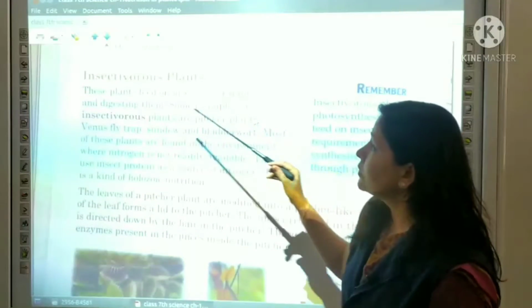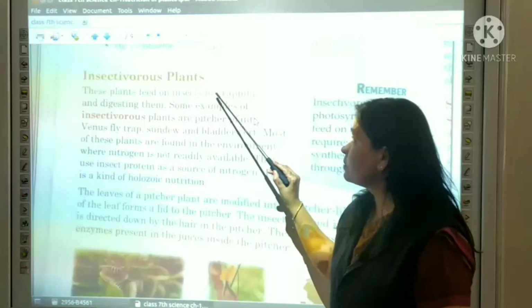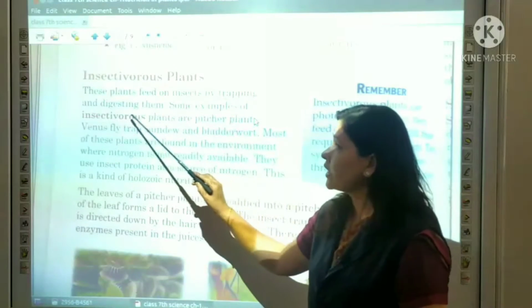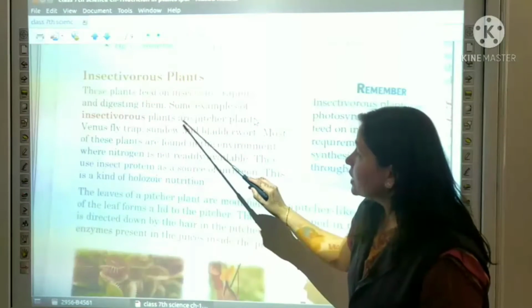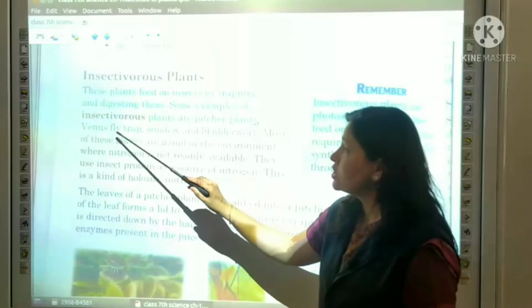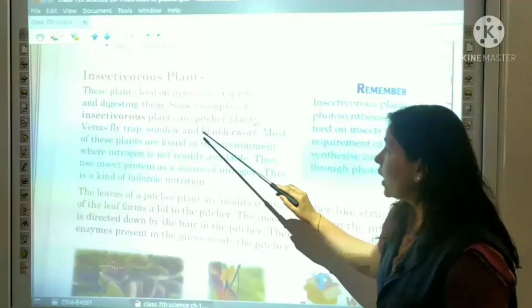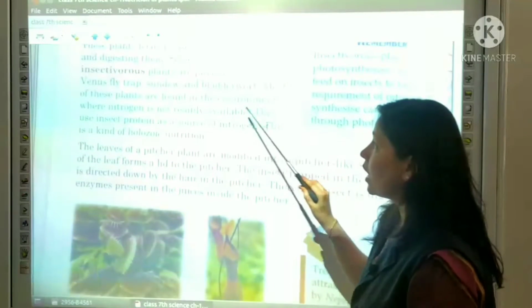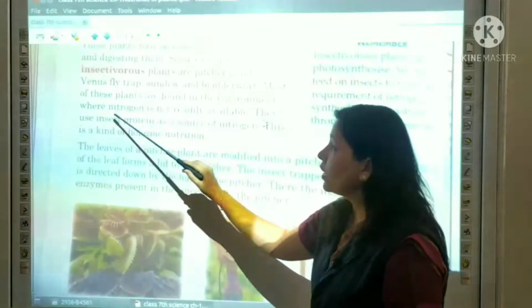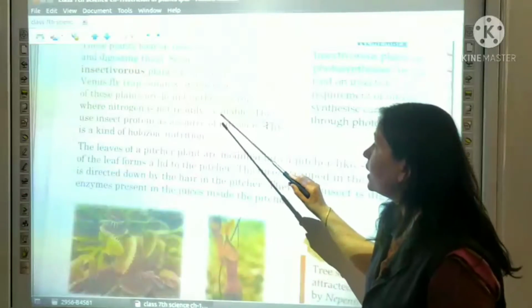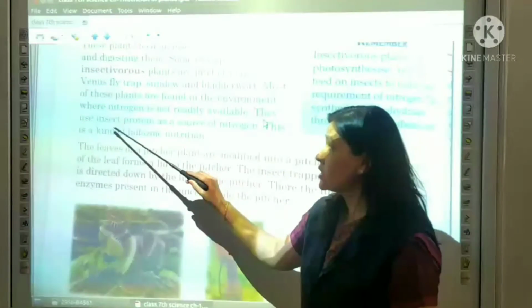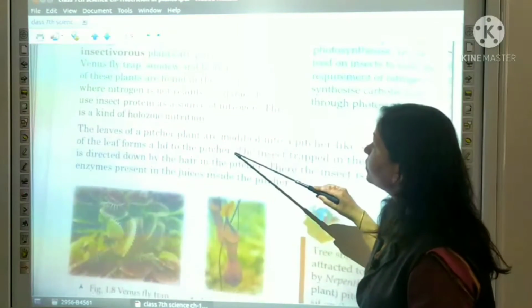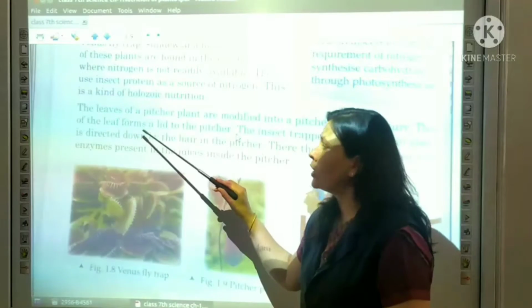Insectivorous plants. These plants feed on insects by trapping and digesting them. Some examples of insectivorous plants are pitcher plant, Venus flytrap, sundew and bladderwort. Most of these plants are found in the environment where nitrogen is not readily available. They use insect protein as a source of nitrogen. This is a kind of holozoic nutrition.